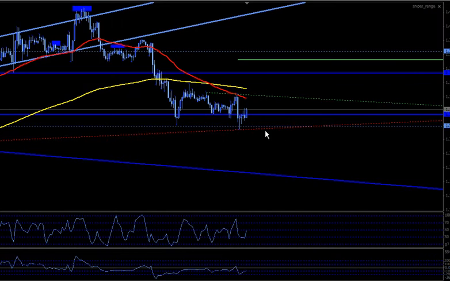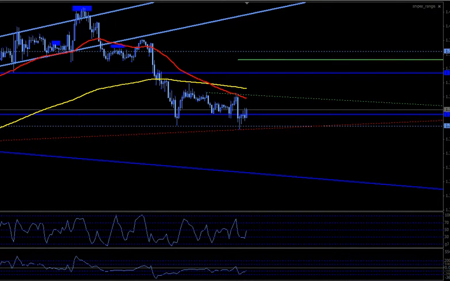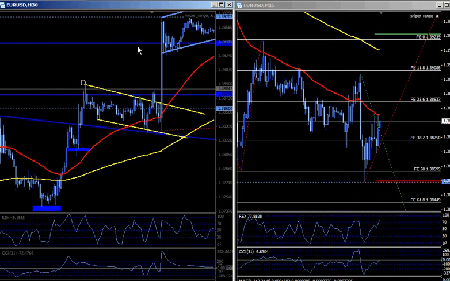So a break below here, should I say a close below this low here, and downside action will come into play. And at that point, I'll probably be doing shorts. But until then, I'm thinking longs. And I'll tell you why. This is why.